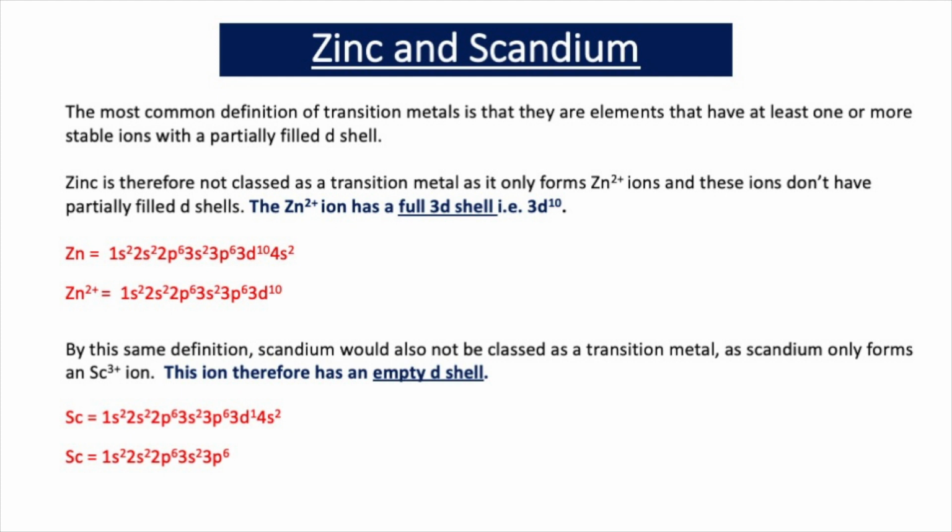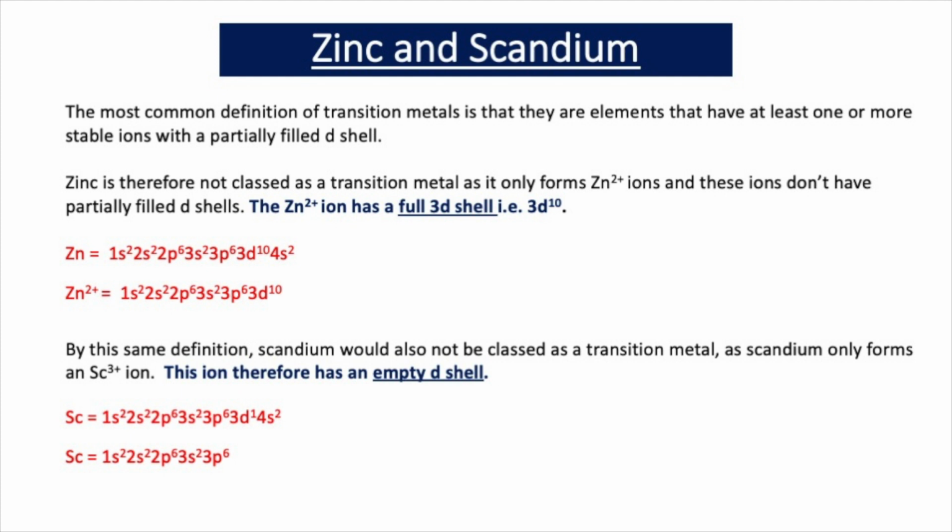If we remove 2 electrons, we remove them from the 4s orbital. So zinc 2+ ends in 3d10. So by this definition, zinc is not classed as a transition metal. Now, it shouldn't be a great surprise to you that zinc is not classed as a transition metal if you think back to GCSE, because at GCSE we learnt that transition metals are characterized by having coloured compounds and coloured solutions, and zinc compounds tend to be white and their solutions are colourless.